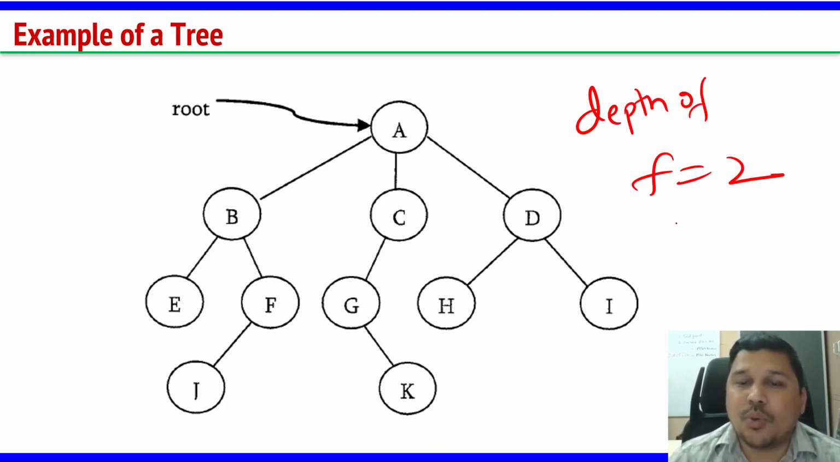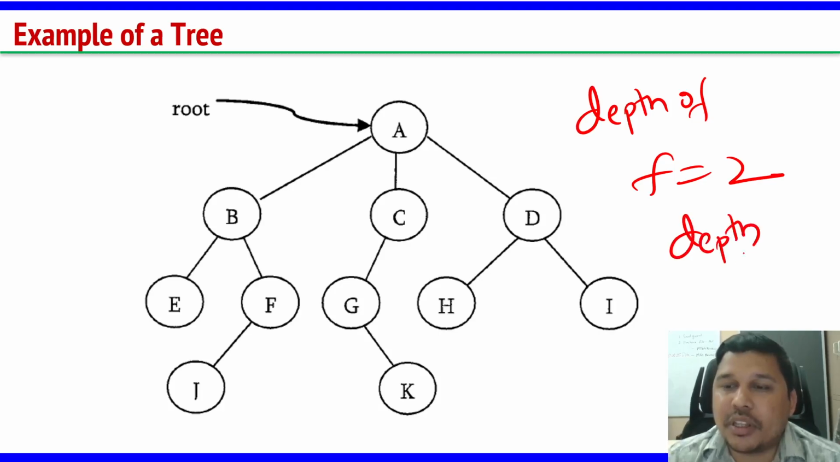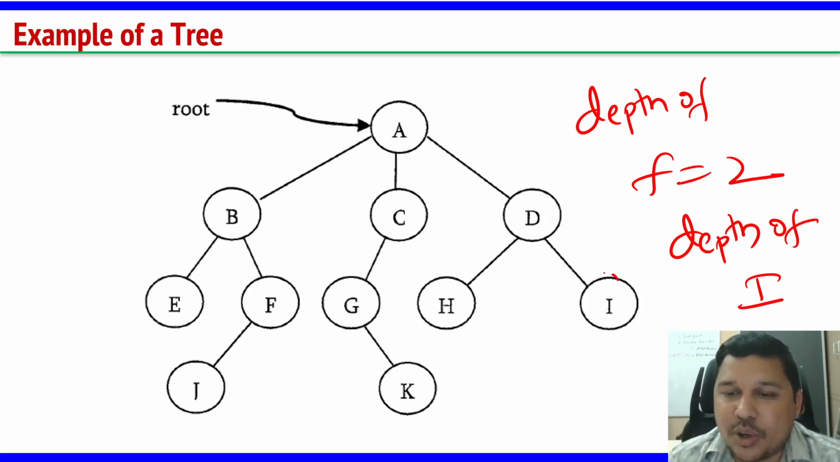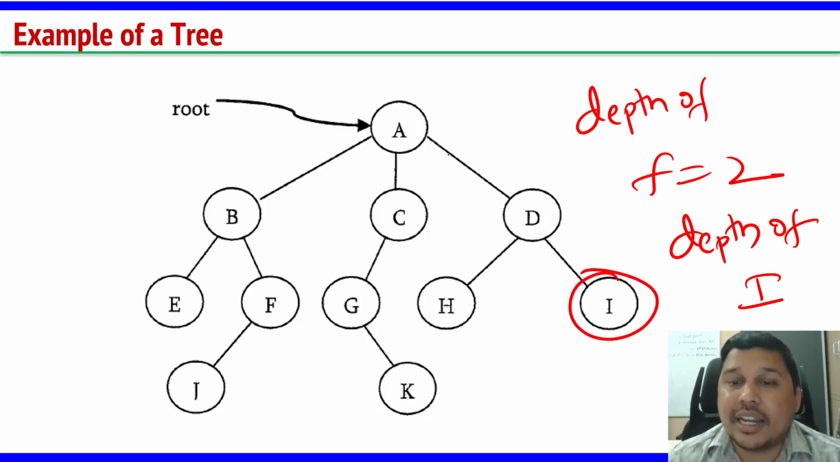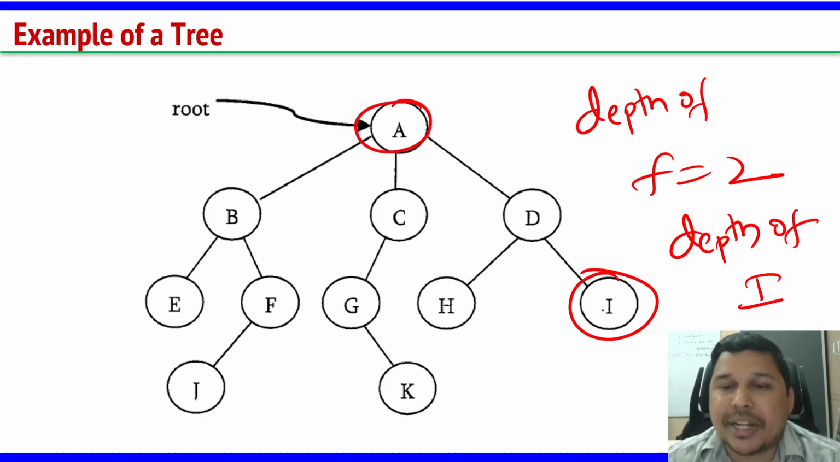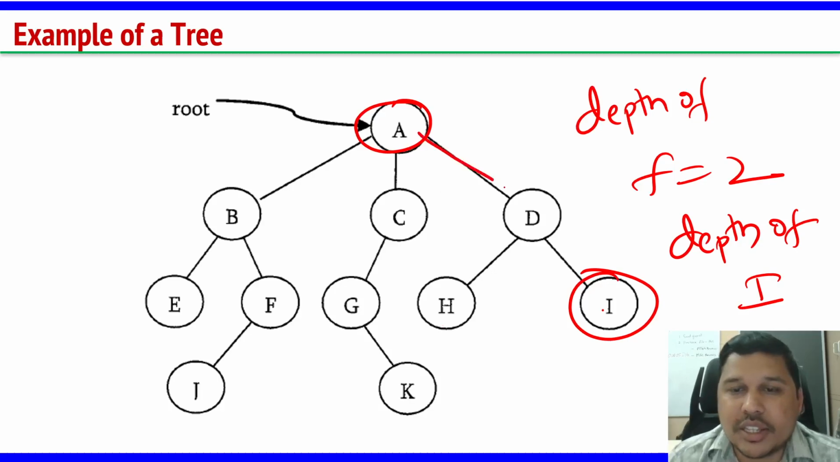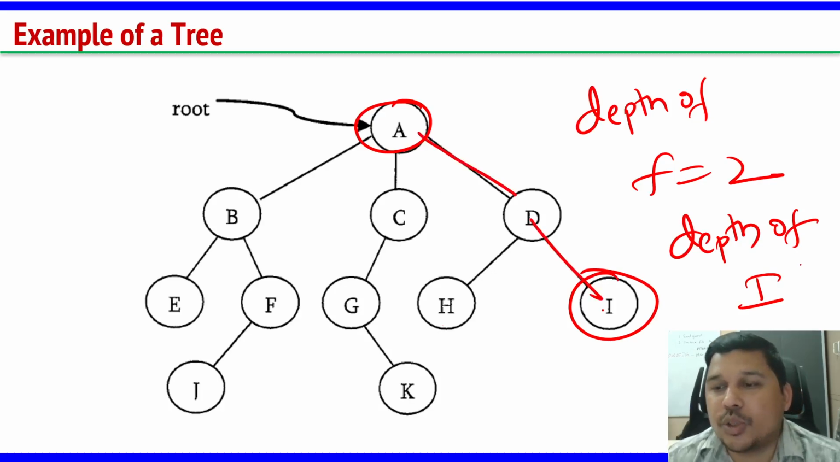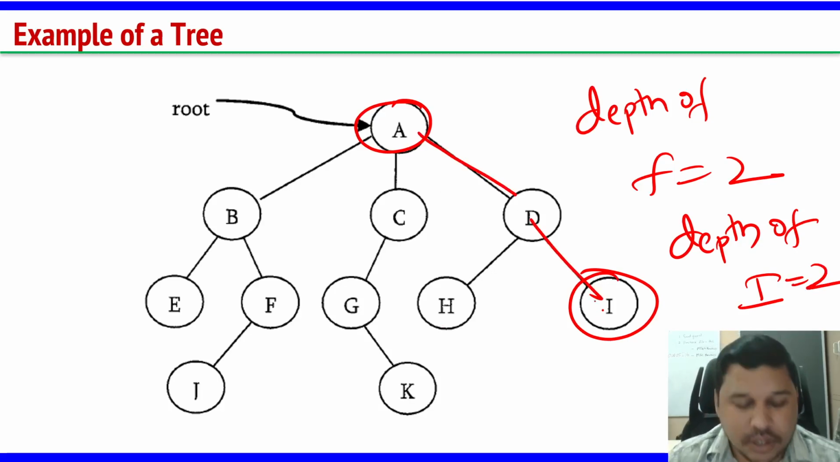What is the depth of I? The I node is here, right? The length of the path from root to that particular node is 1, 2. So the depth of I is 2, right?